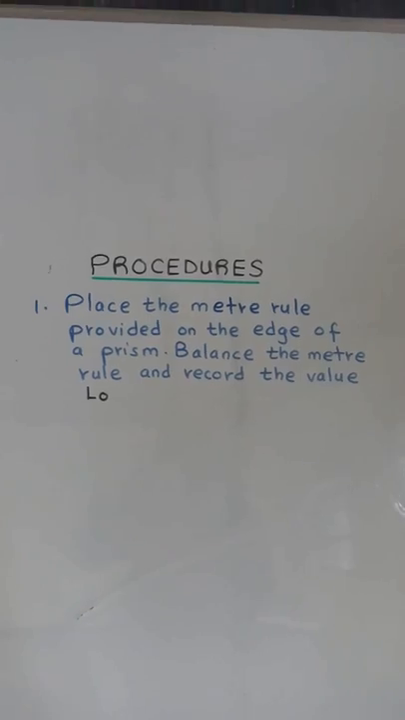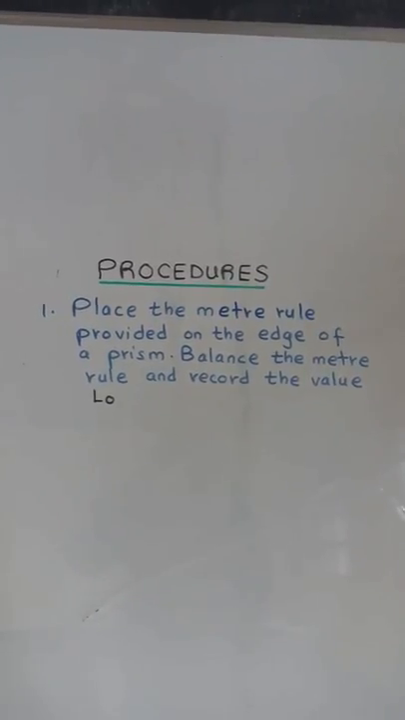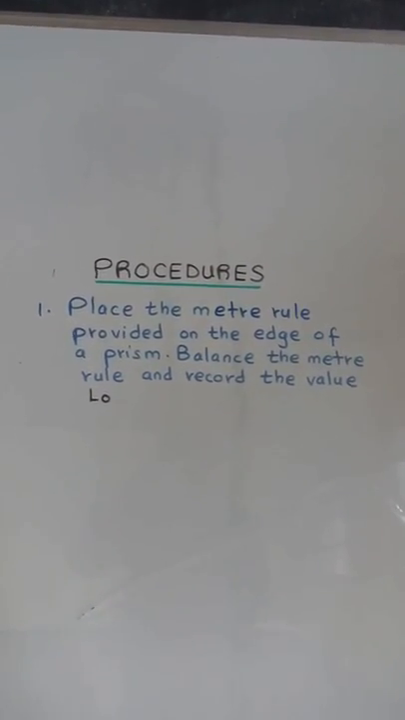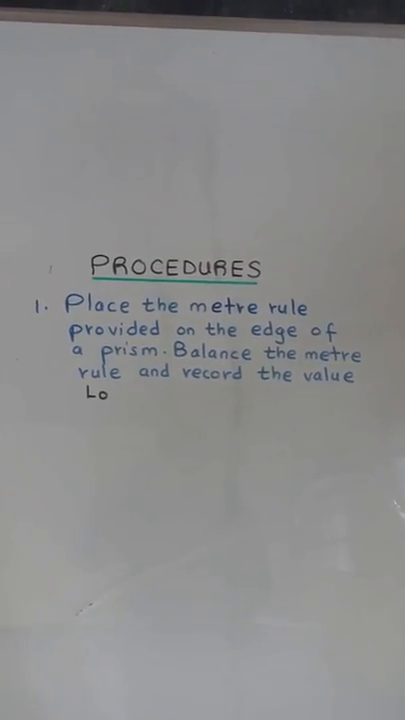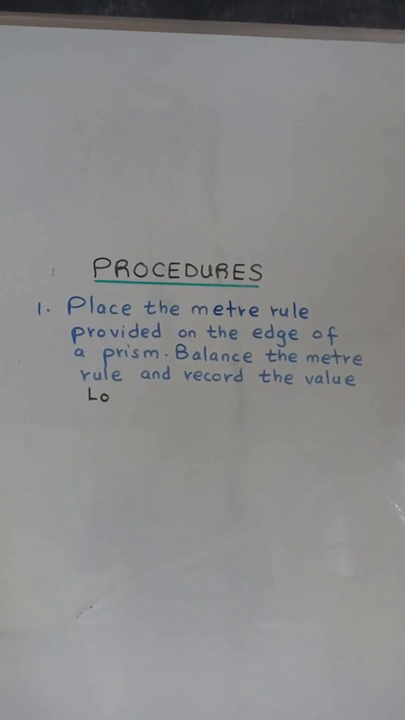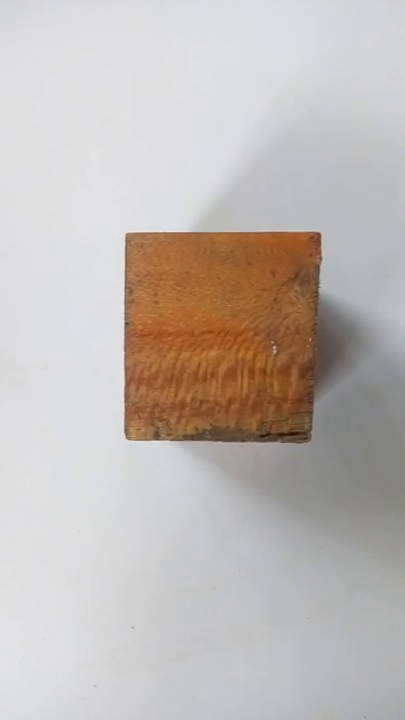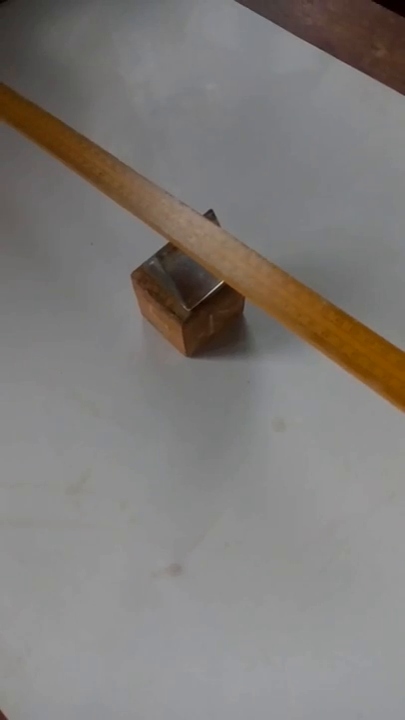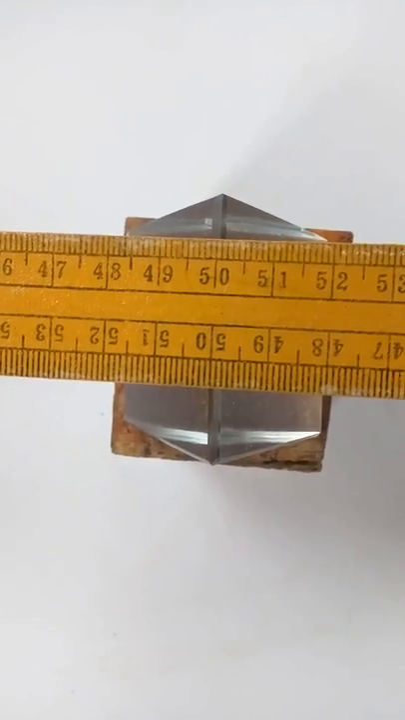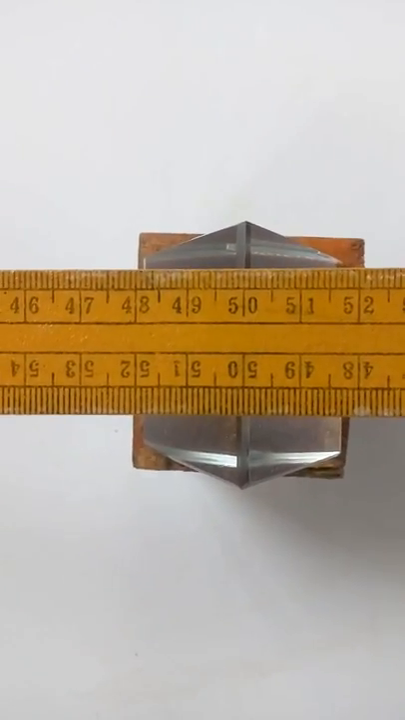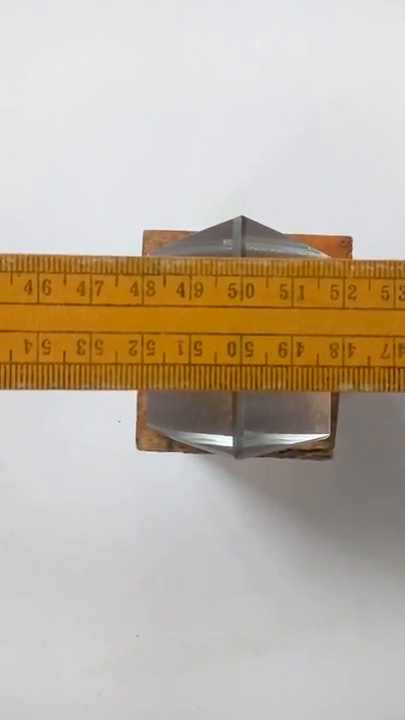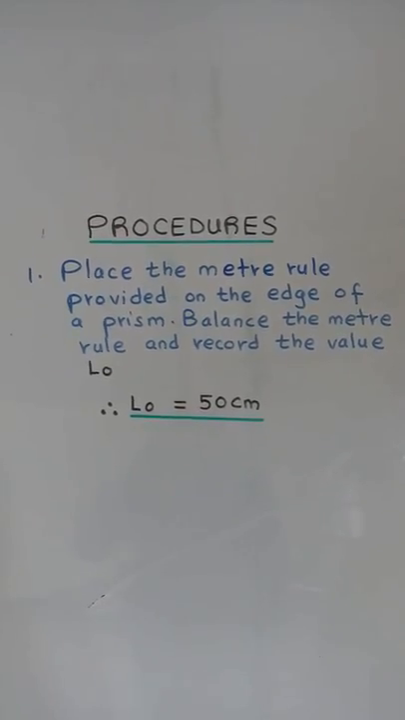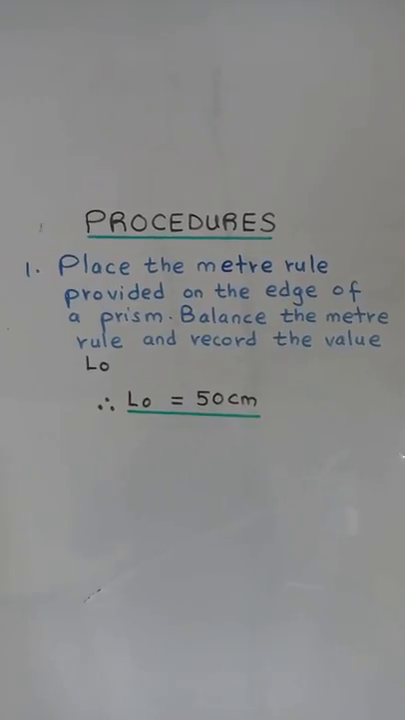Procedures. Number one, place the metre provided on the edge of a prism. Balance the metre and record the value L0. Centimeters. Therefore, L0 is equal to 50 centimeters.